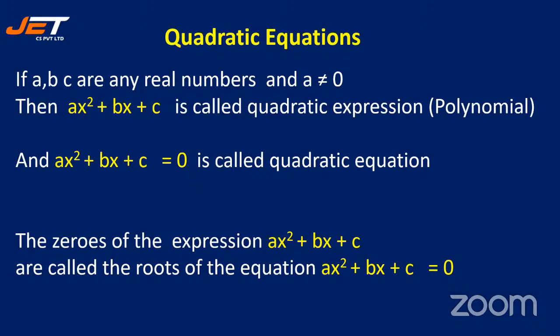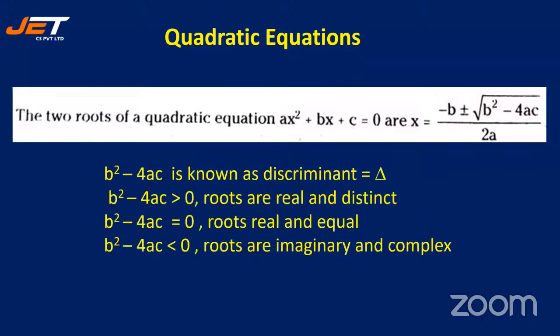So the general form of a quadratic equation should be ax square plus bx plus c is equal to 0. The zeros of the expression ax square plus bx plus c are called the roots of the equation ax square plus bx plus c is equal to 0. There are two roots. The two roots of the quadratic equation ax square plus bx plus c is equal to 0 are given by the formula we use commonly: minus b plus or minus root of b square minus 4ac, by 2a.